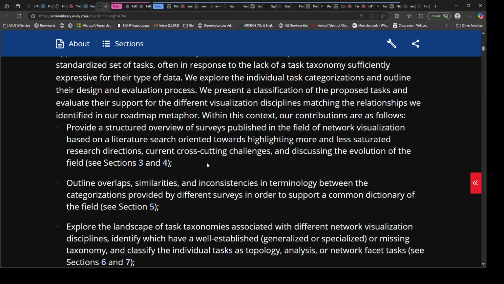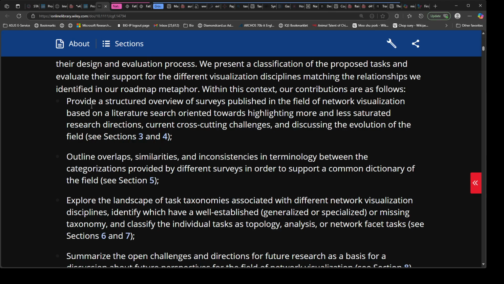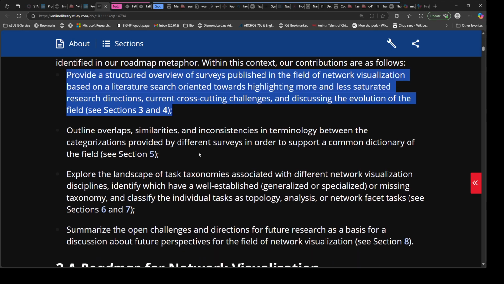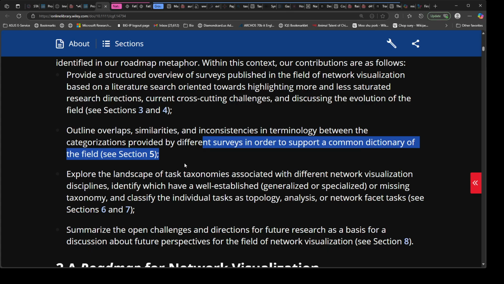Provide a structured overview of surveys published in the field of network visualization based on a literature search oriented towards highlighting more and less saturated research directions, current cross-cutting challenges, and discussing the evolution of the field. See sections 3 and 4. Outline overlaps, similarities, and inconsistencies in terminology between the categorizations provided by different surveys in order to support a common dictionary of the field. See section 5.